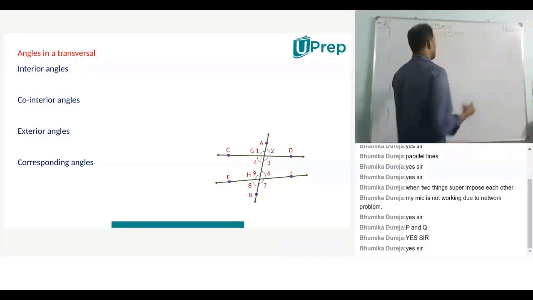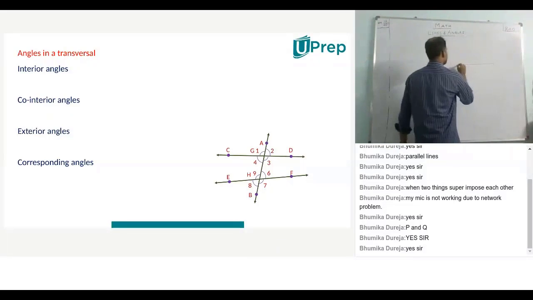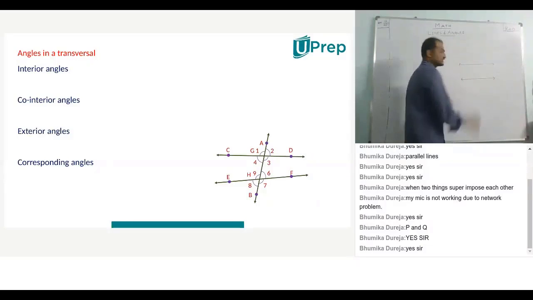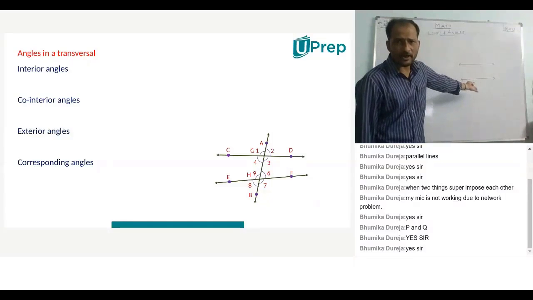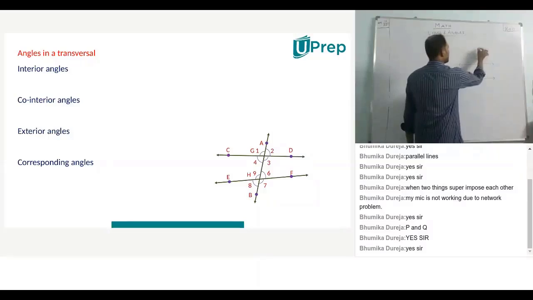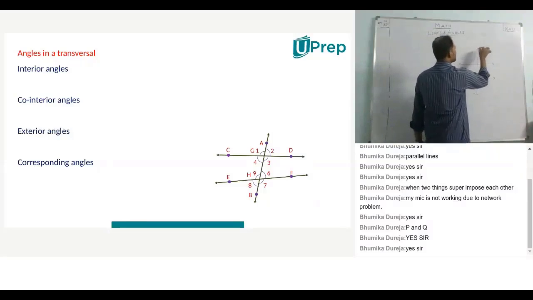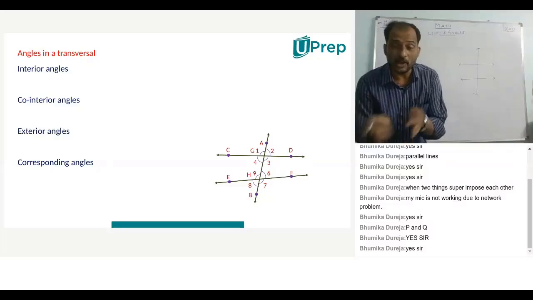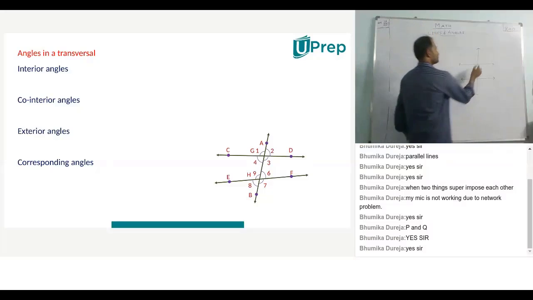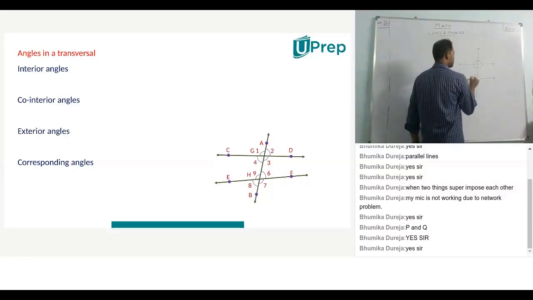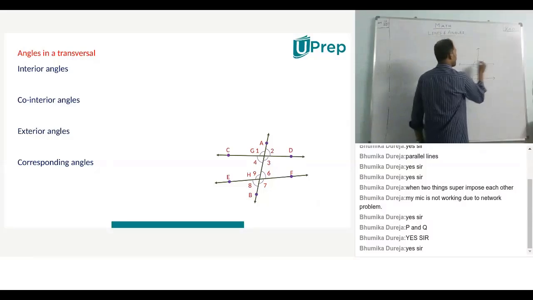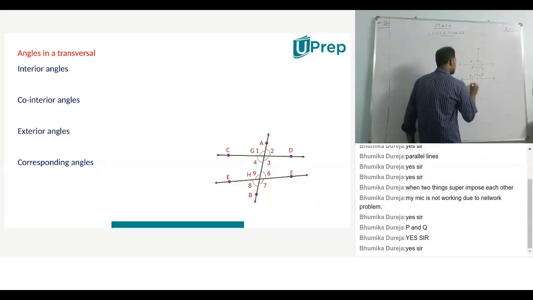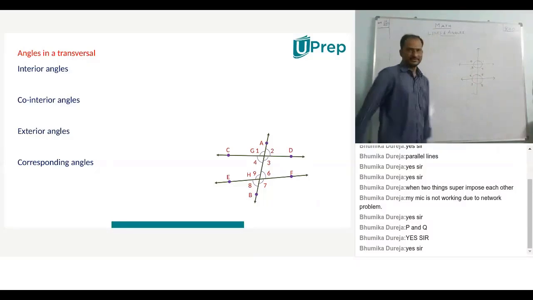Now, when two coplanar lines, what do you mean by coplanar lines? Lines belonging to the same plane are called coplanar lines. If those lines are intersected by a transversal, can you find how many angles are formed? Eight angles are formed. 1, 2, 3, 4, 5, 6, 7, 8. Am I right?